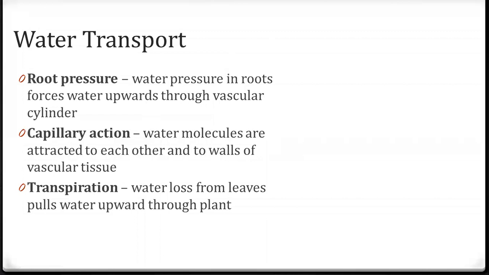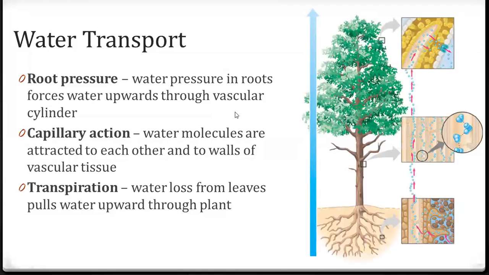The first one is root pressure, and this is the pressure in the roots, which forces the water up through a vascular cylinder. Okay. Capillary action is once you're inside the stem, molecules are attracted to one another. They have strong hydrogen bonds with one another and to the walls of the vascular tissue. So they basically stick real close together and build and go upward from there.